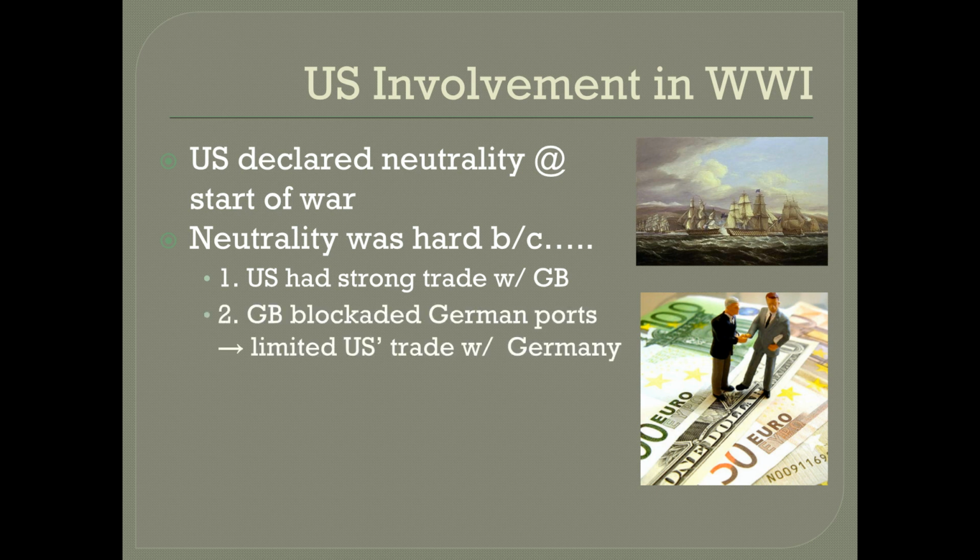Great Britain also was blockading German ports, and the United States also had some trade with Germany. So again, both sides were being affected, and American businesses made loans to allies. They were giving them money to help them in the war. And of course, the countries that weren't receiving the money naturally became hostile towards the United States.